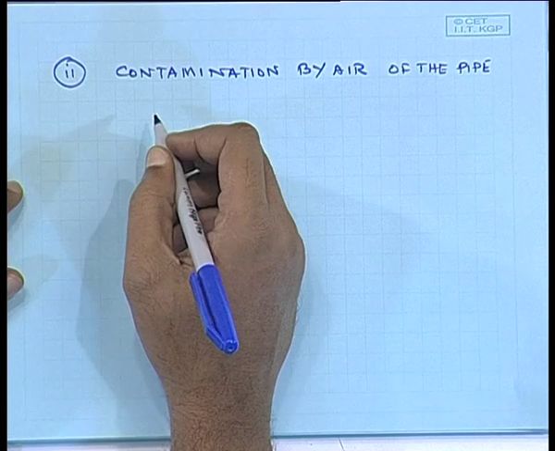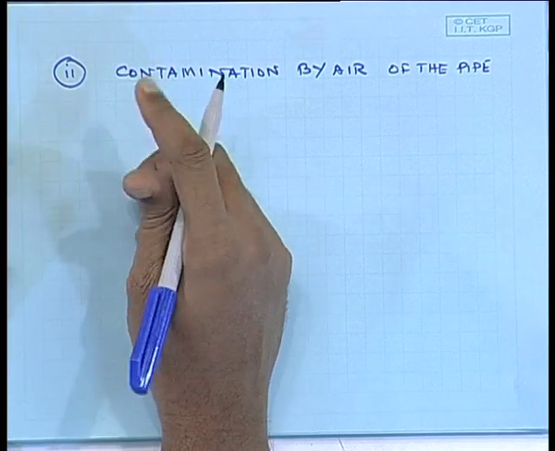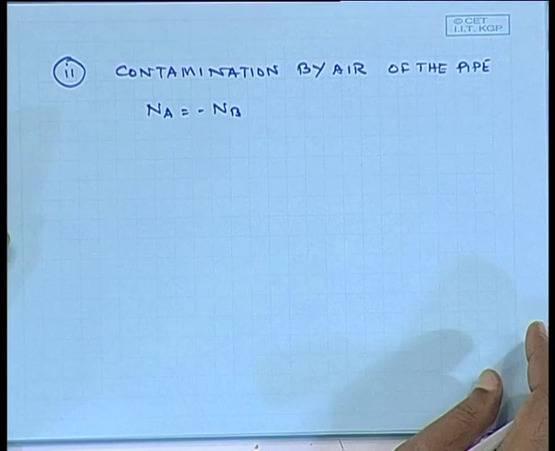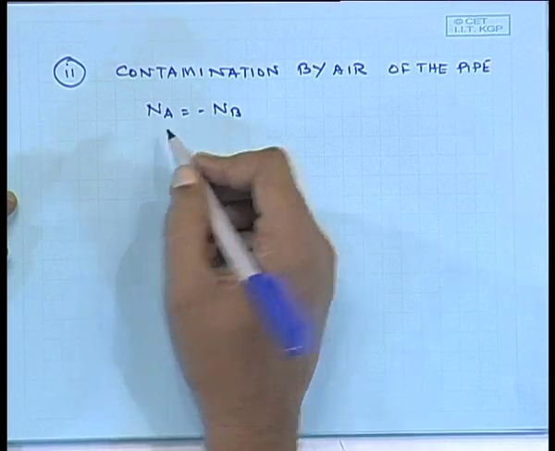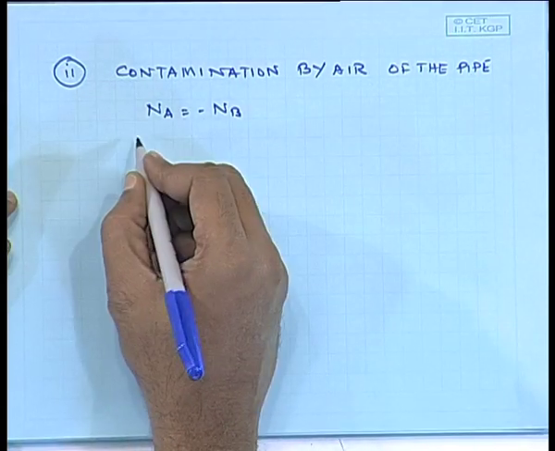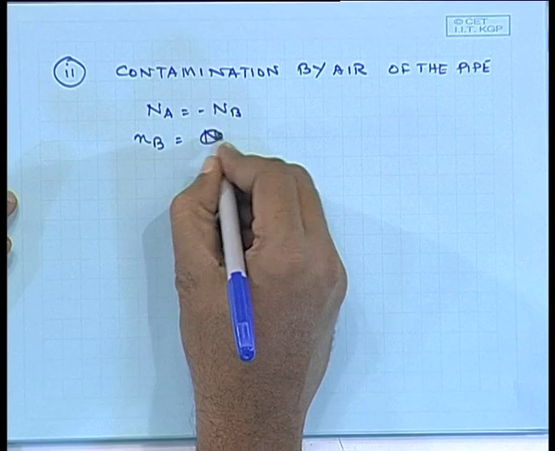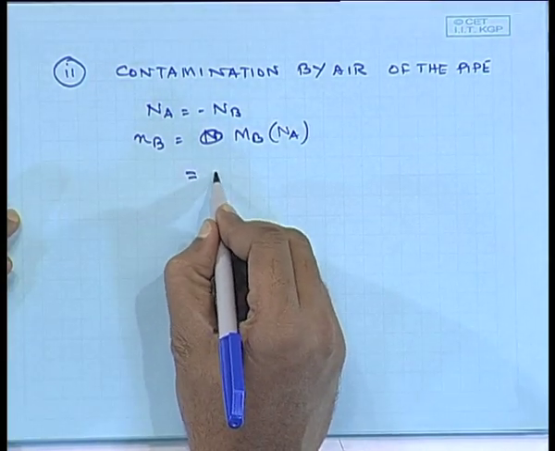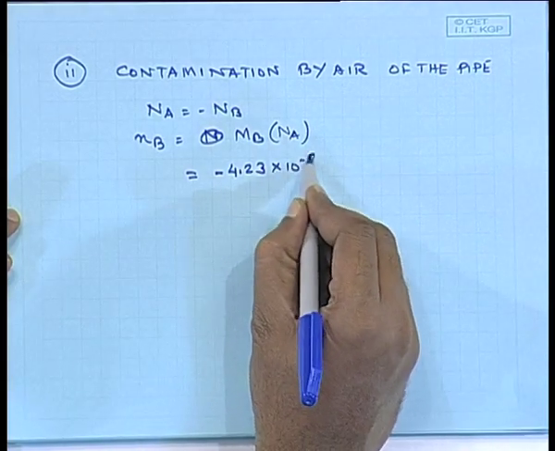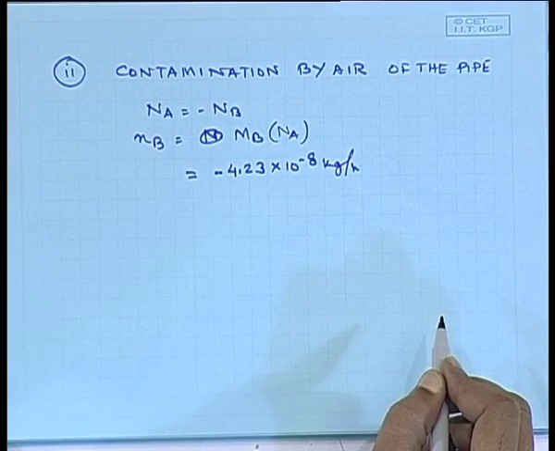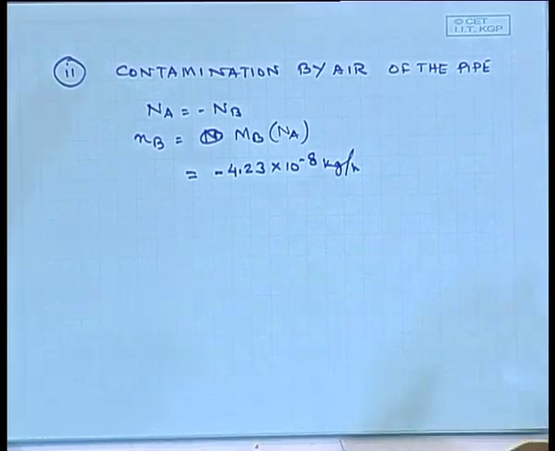Okay. So, what should you equate, mass or moles? Can I equate mass? I cannot equate mass, only the moles I can equate. So, NA would simply be equal to minus NB using equimolar counterdiffusion. So, you should be able to find out how many kgmole per hour of air would be there, and you can find out NB as well, simply MB times NA. The answer for this NB is equal to minus 4.23 into 10 to the power minus 8 kg per hour. So, this much amount of air will be entering the pipe per hour.